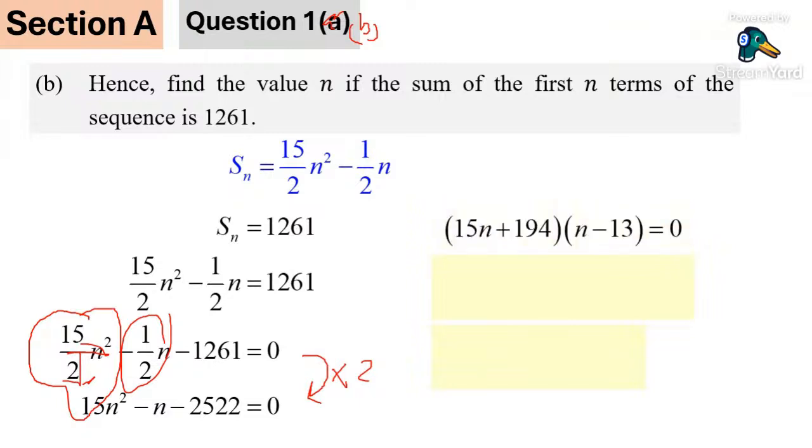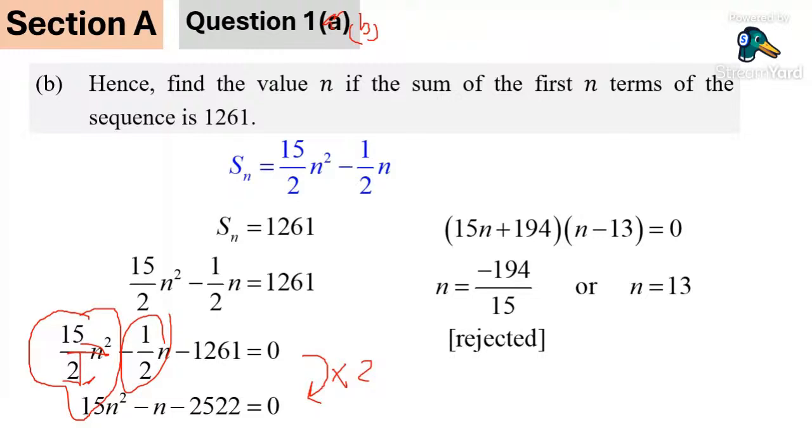By factorization and solve, I suppose I have two answers for n value. One is n equals to negative 194 over 15. The other one is n equals to 13. So if there are two answers, you need to make a decision. Choose either one, or you're going to take both. In this case, we're going to choose one of them only. And of course, I believe you will choose the positive answer. You will reject the negative answer.